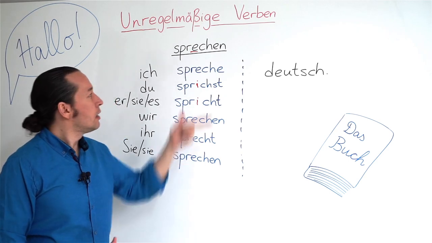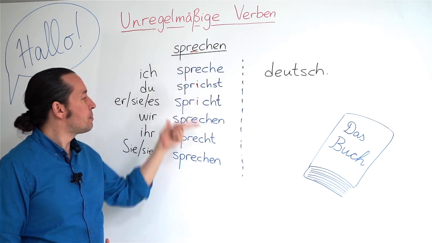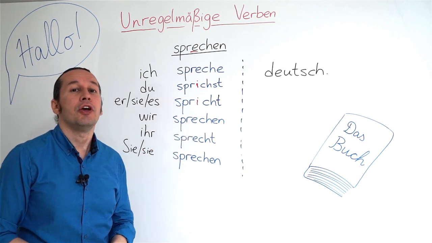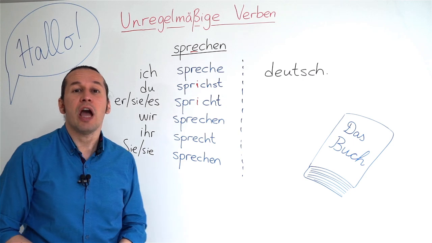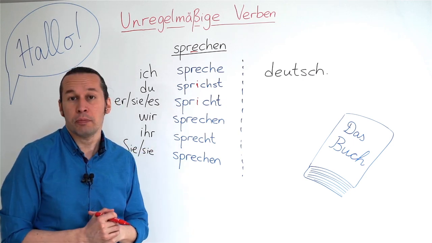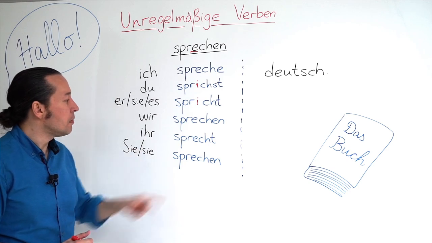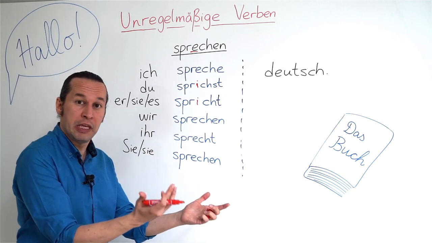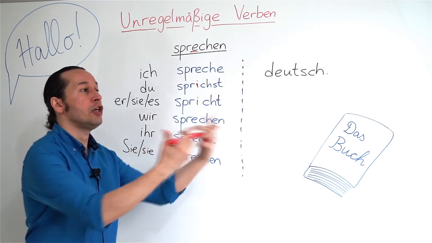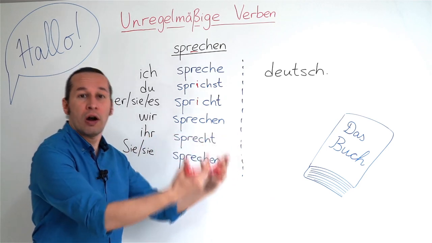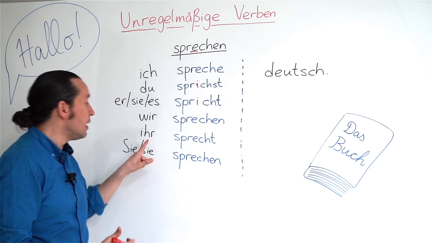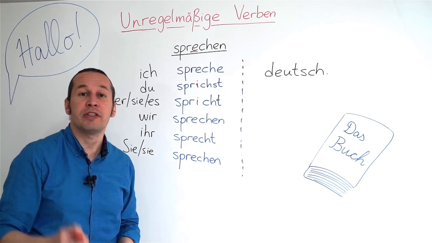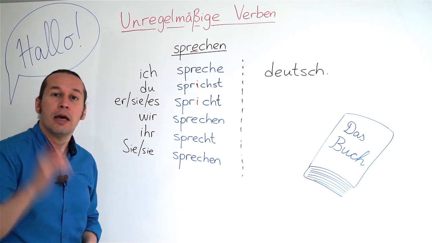And as we have here, we have wir. In the wir form, the verb remains the same. I just put it here and that's it. I'll say then, wir sprechen Deutsch. We are speaking or we speak German. For the ihr form, ihr sprecht Deutsch, this stands for you. If there is a group of people and I refer to them, I say you speak German or you are speaking German, that would be ihr sprecht Deutsch, okay?